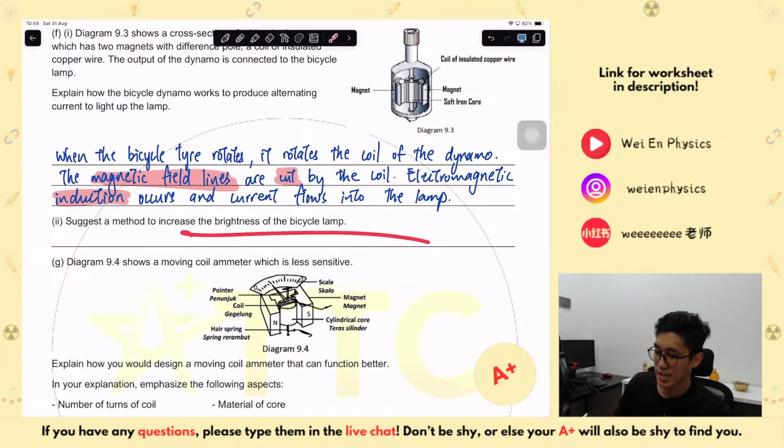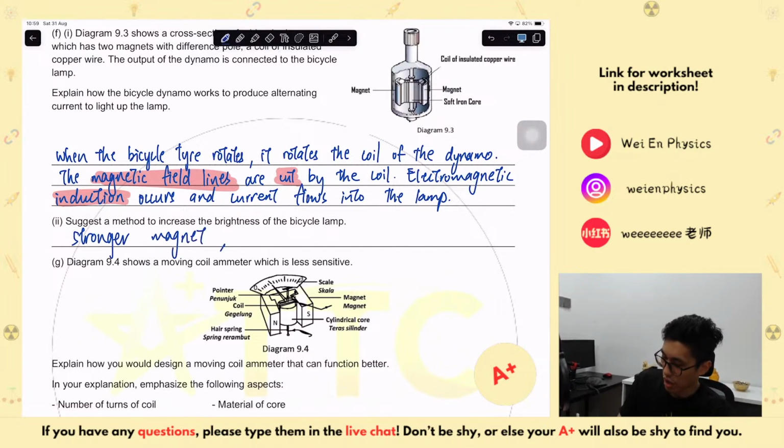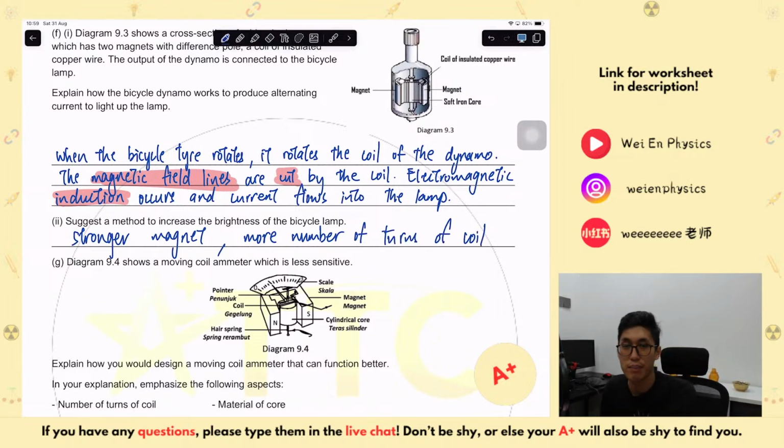So how do we increase the brightness of the bicycle lamp? You can have stronger magnet, or you can have more number of turns of coil. Okay, stronger magnet or more number of turns of coil. Now you don't say cycle faster, even though technically yes, if you cycle faster, you will get a brighter light. Technically yes, but you cannot say that because they are asking what can we change to the dynamo to make it brighter. Okay, not what can we do to the human cycling.